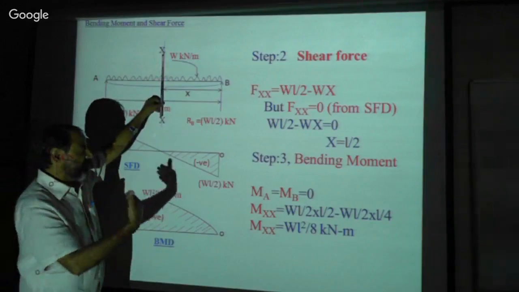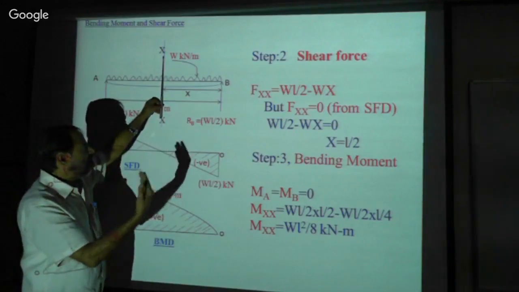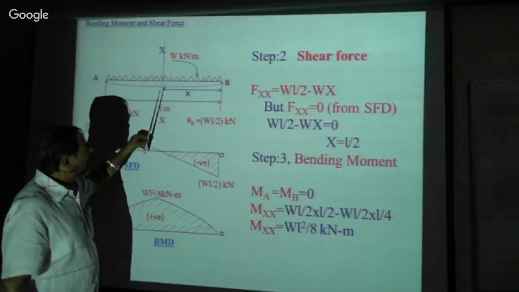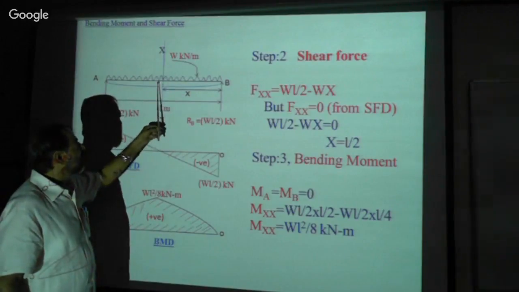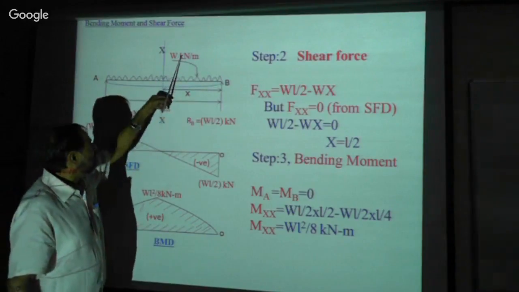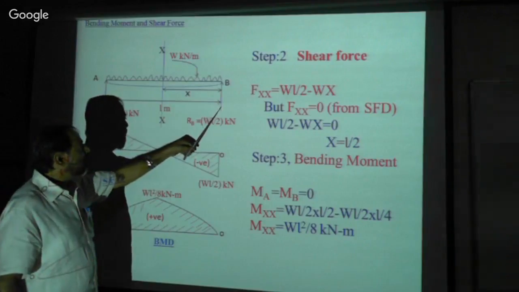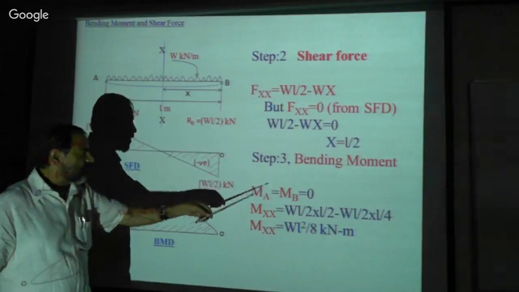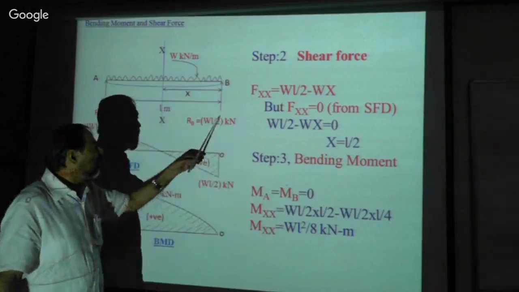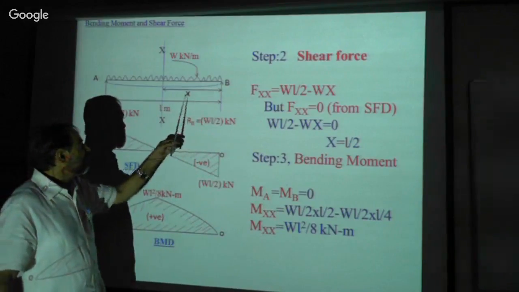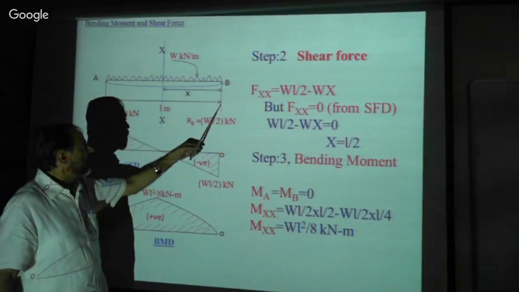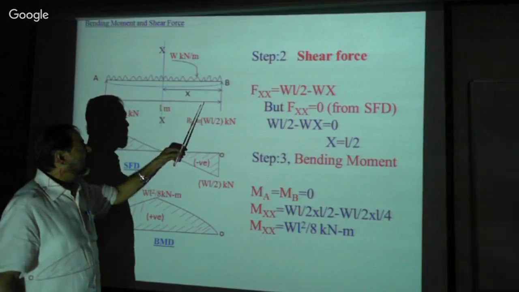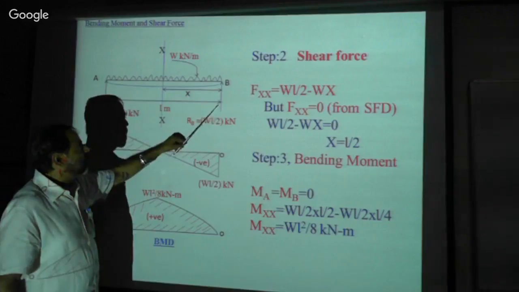Now let us consider the right hand section. If we consider the right hand section, WL by 2 is acting upward, and WL by 2 is acting downward. Therefore WL by 2 multiplied by L by 2 is the distance. That is what we have written here. WL by 2 is the force, and the distance is the perpendicular distance, L by 2. That is the bending moment due to the support.